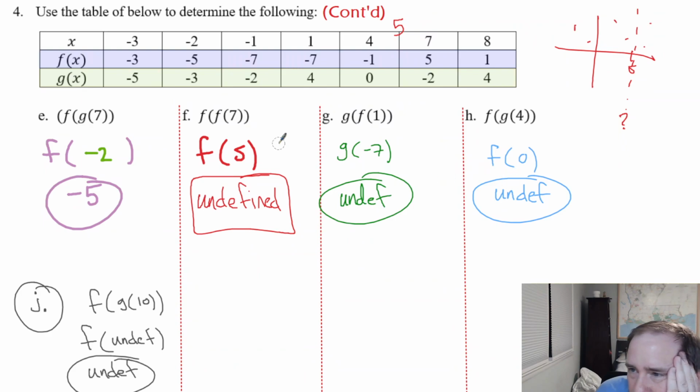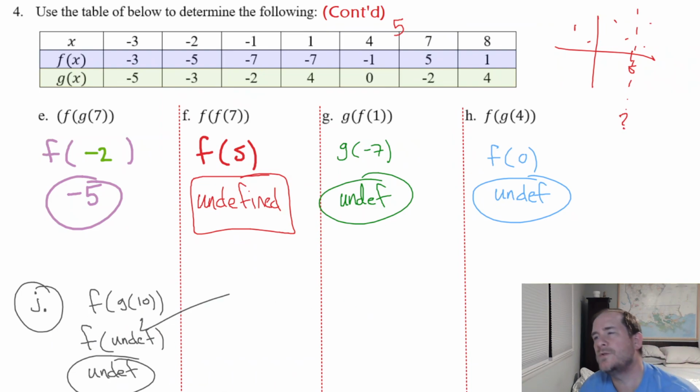So in all of these, we got through the first round, so to speak. f of 7 existed, it was 5, but then we were undefined. f of 1 existed, it was -7, then we were undefined. I never know. So just be aware that, of course, something like this could happen too.